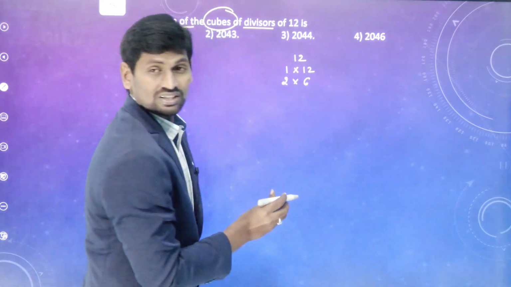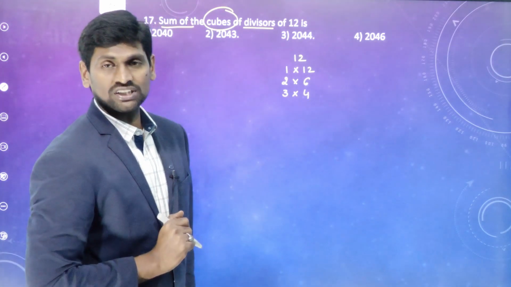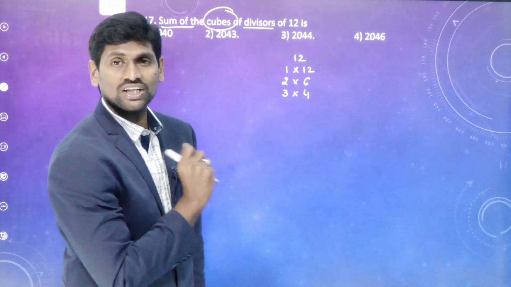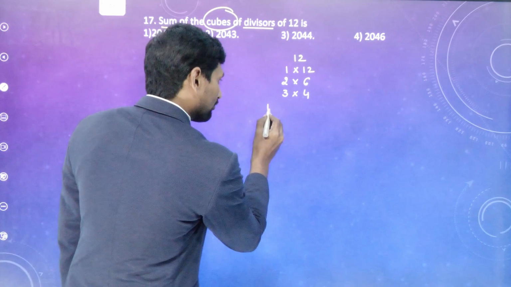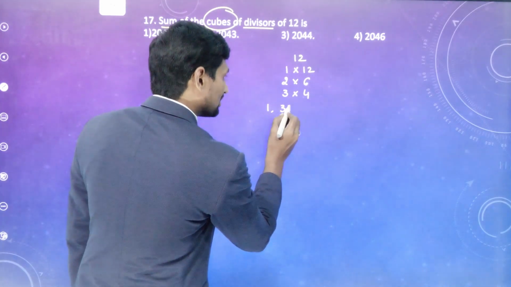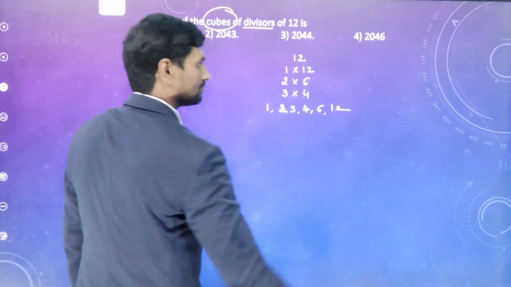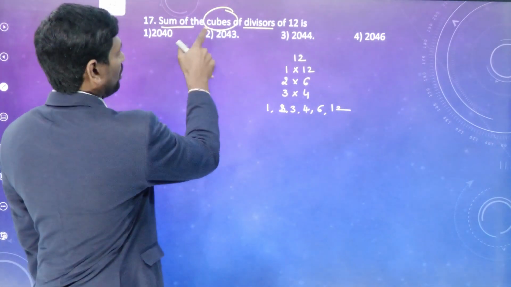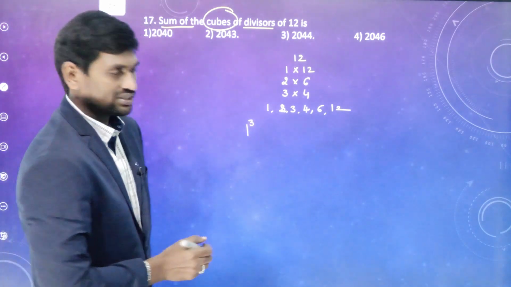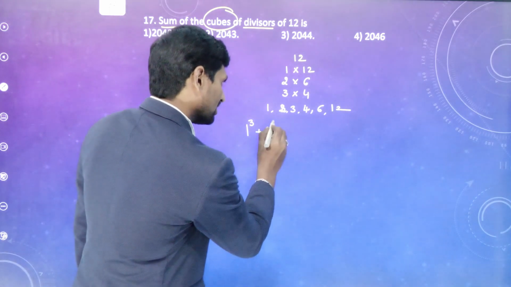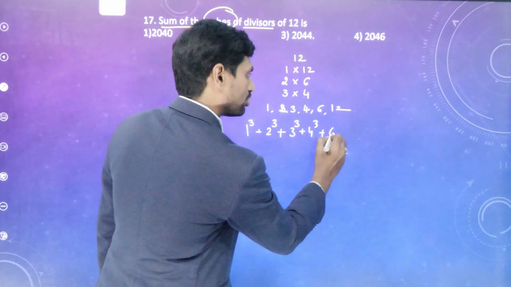2 table 6 times. 3 table in 12, 4 times. Again 4 table 3 times. 3 4s, 4 3s, both are the same, so the pattern is repeating. Therefore the factors are 1, 2, 3, 4, 6, 12. Now for the sum of the cubes, we should take cubes of these factors. So 1 cube plus 2 cube plus 3 cube, 4 cube, 6 cube and 12 cube.